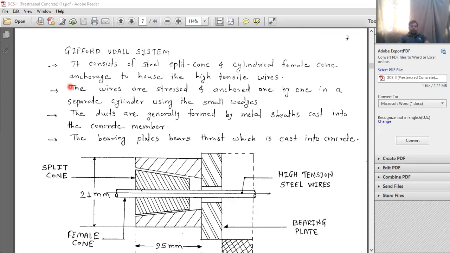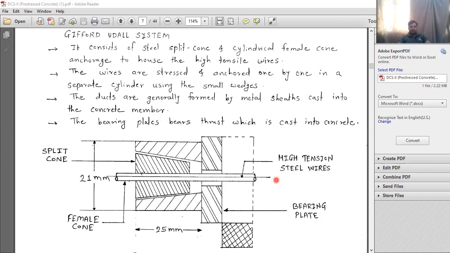So here it consists of a steel split cone and a cylindrical female cone anchorage to house the high tensile wires. The wires are stressed and anchored one by one in a separate cylinder using small wedges. So the wires are tensioned using a separate cylinder. The ducts are generally formed by metal sheets cast into the concrete member. So this is the duct which is cast into the concrete member.